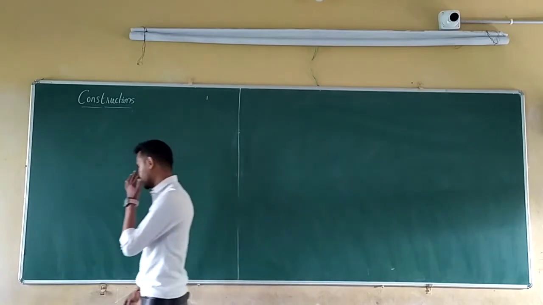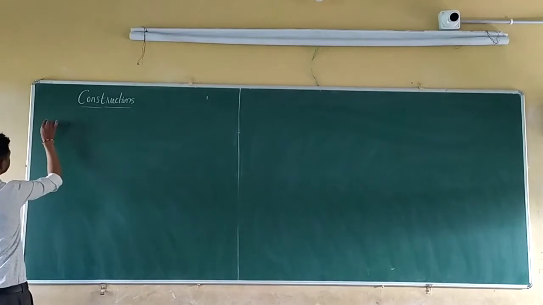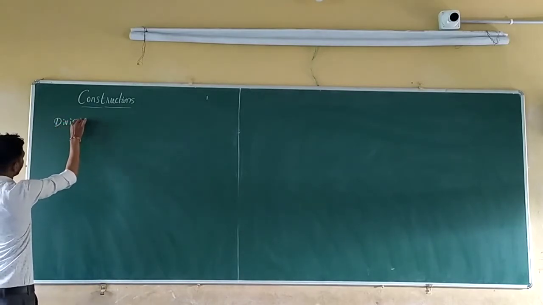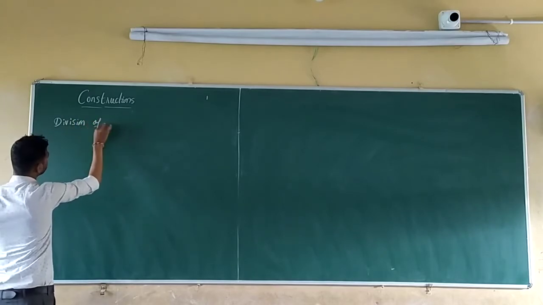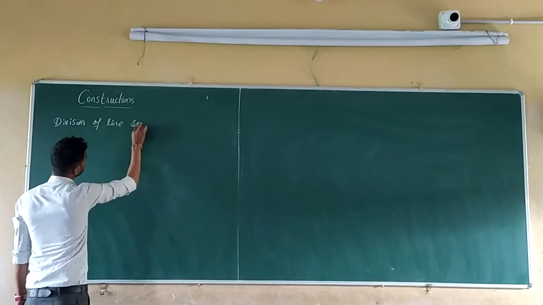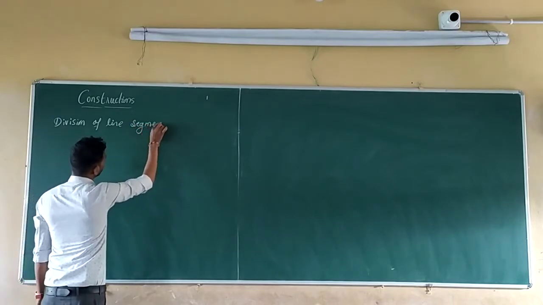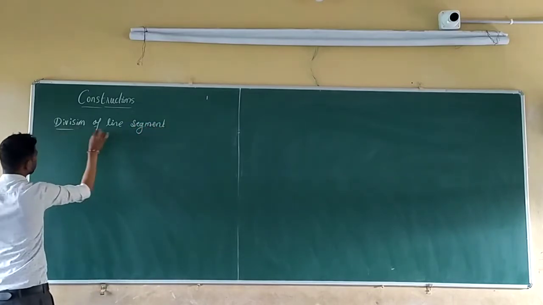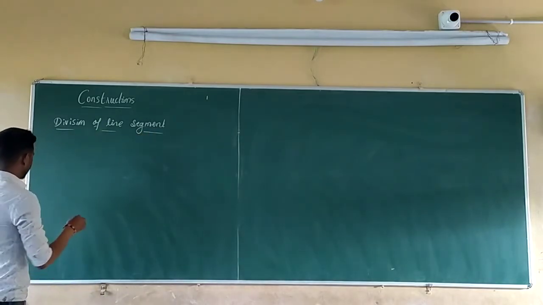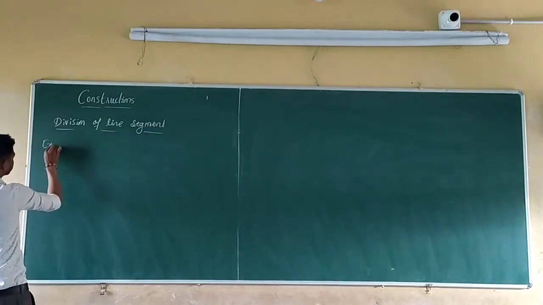Now let us see the first one. Division of a line segment means how to divide the line segment in a given ratio. So take an example.